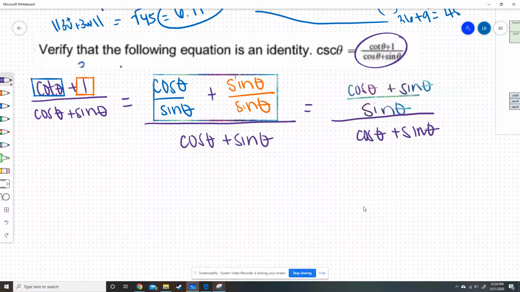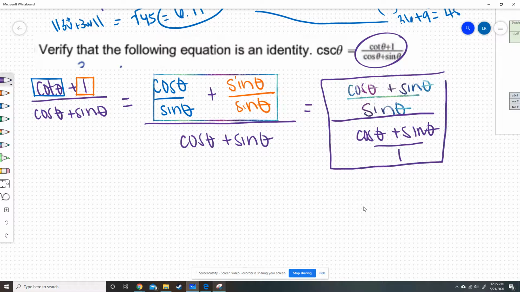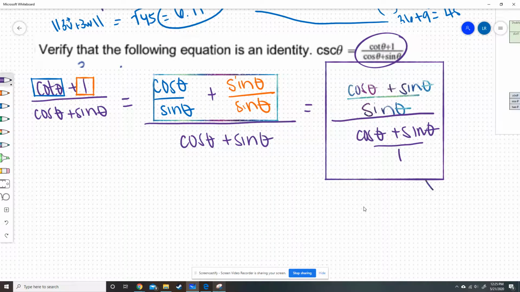Now, this is pretty cool because I have a cosine plus sine of theta in my numerator here, and then I have a cosine plus sine of theta in the numerator of my denominator. And so they're going to cancel out. This is like an invisible divided by 1. So we have a complex fraction here. And let's just do a side note. This isn't our answer. We're going to do a side note right here.